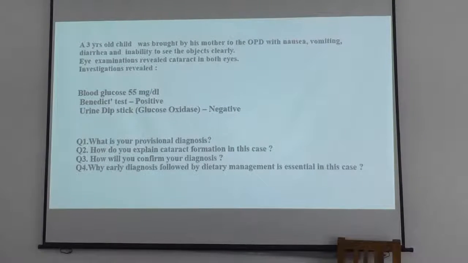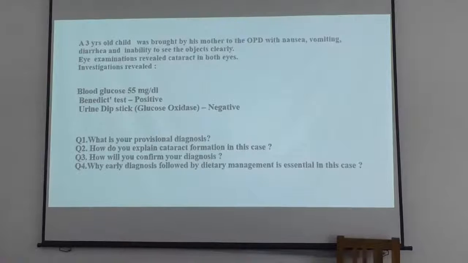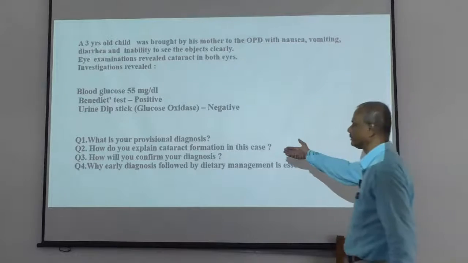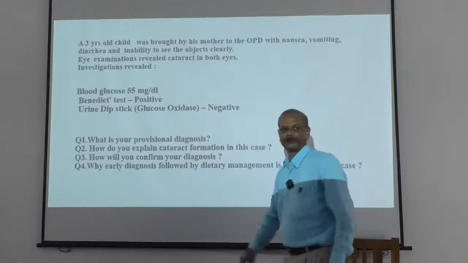How will you explain the cataract formation? Through dulcitol formation, and that is an osmotically active substance because excess galactose cannot be metabolized, so that will be formed in the conversion into dulcitol through sorbitol pathway. Write down that pathway, and that will increase osmotic activity and will cause cataract formation. How will you confirm the diagnosis?